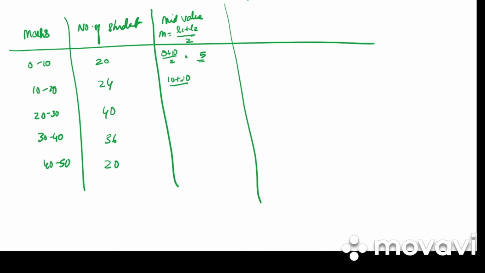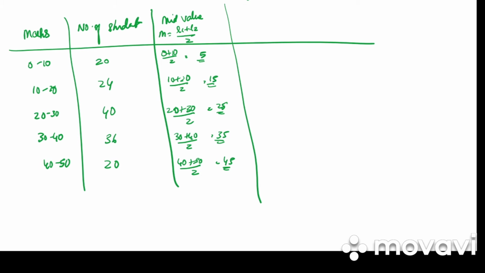10 plus 20 divided by 2, 15. 20 plus 30 divided by 2, 25. 30 plus 40 divided by 2, 35. 40 plus 50 divided by 2, 45.